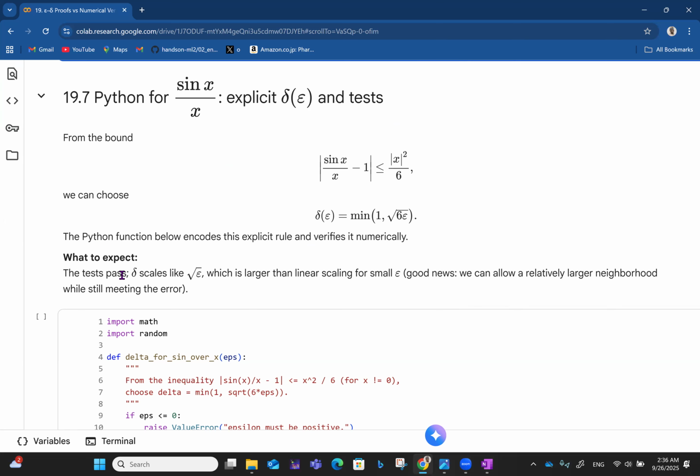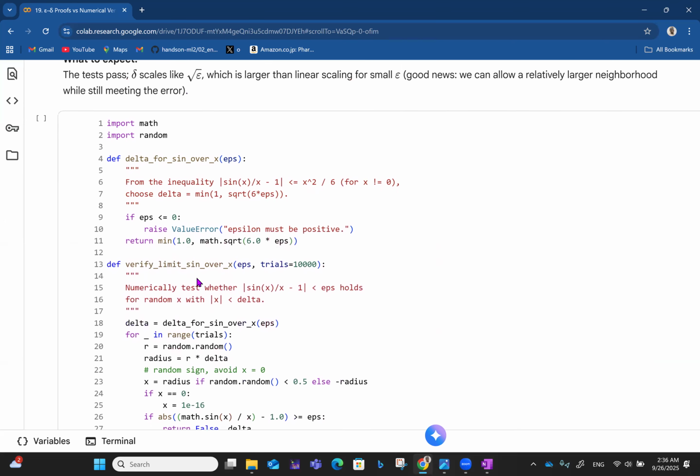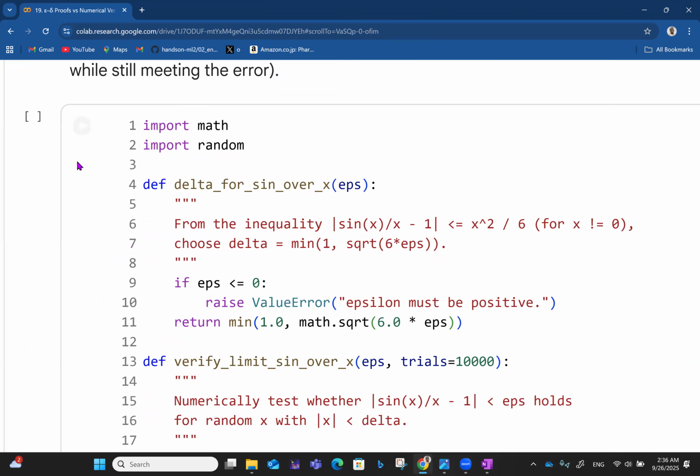So what we expect is that the test should pass, right? Delta scales like square root of epsilon, which is larger than linear scaling for small epsilon. And that is good news. We can allow a relatively larger neighborhood while still meeting the error. In this case, we use two inbuilt Python libraries, math and random. So we define a function delta for sine x over x, which takes in epsilon.